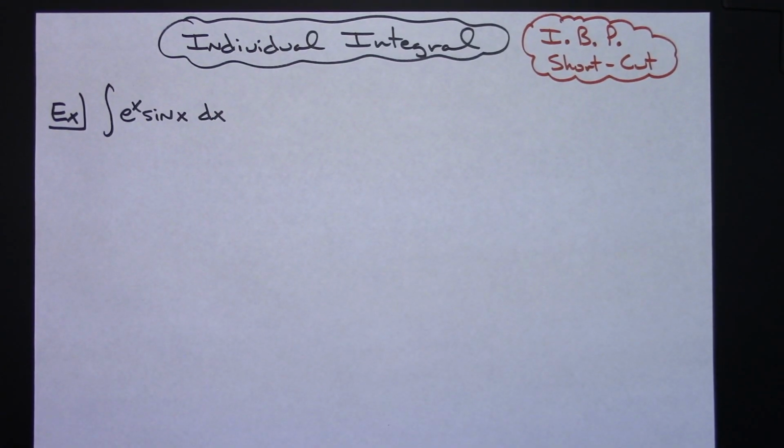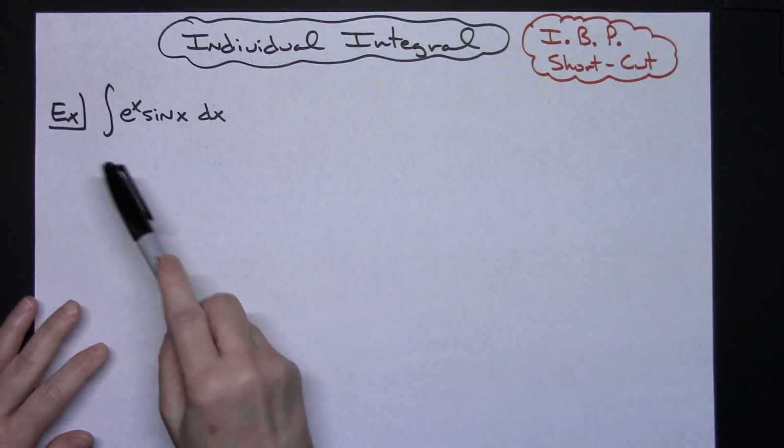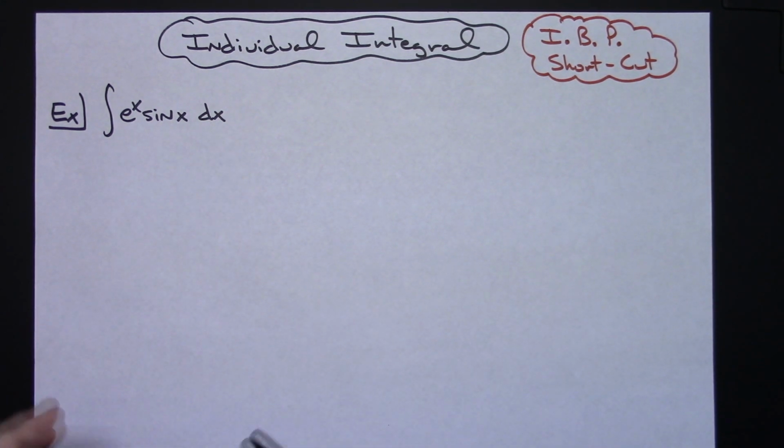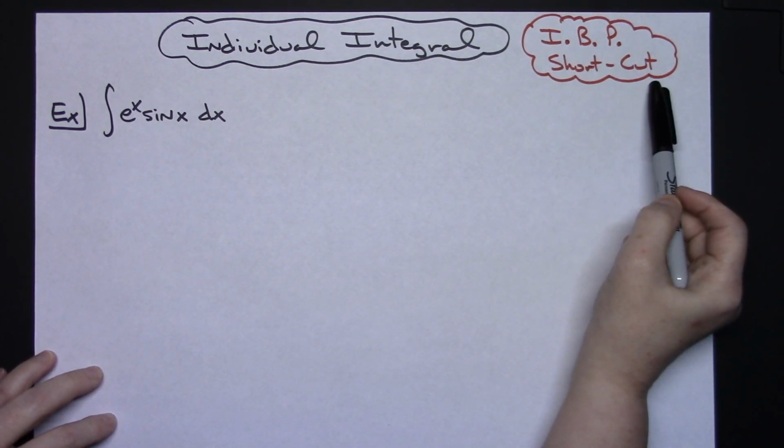In this video I'm going to be working out an individual integral. I'm going to take a look at the integral of e to the x sine x dx. Now this is going to involve integration by parts. However, I'm going to do an integration by parts shortcut method.